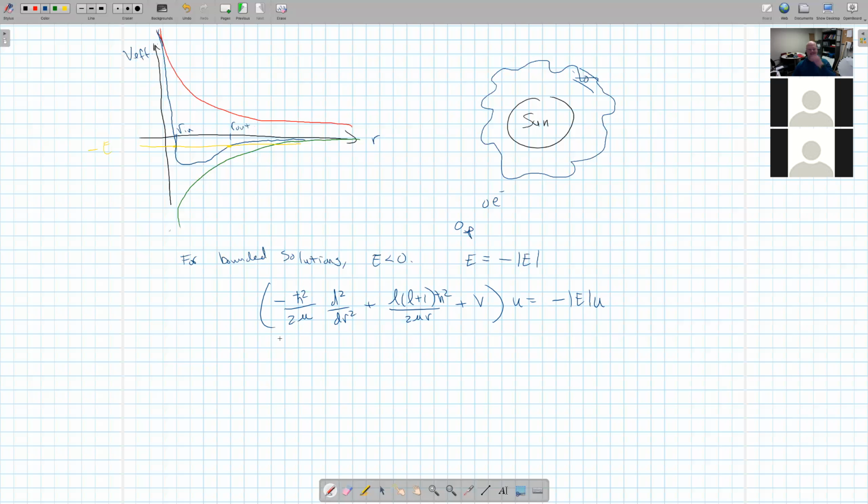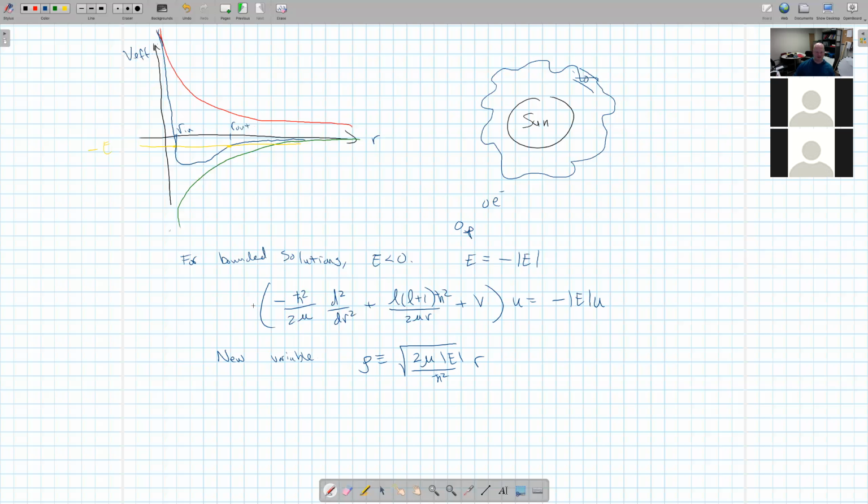Now, from here, it's convenient to define a new variable. That new variable we're going to call rho, which is defined as the square root of 2 times mu times the absolute value of the energy divided by h bar squared, times r. Okay. So we're just going to rescale our radial coordinate by this amount.